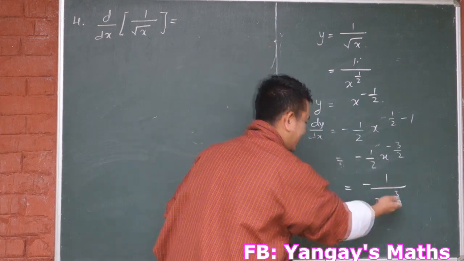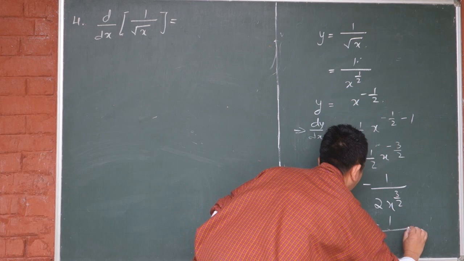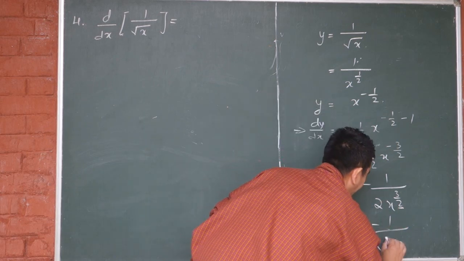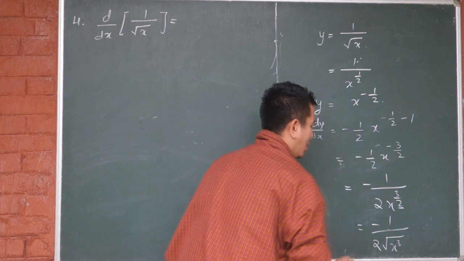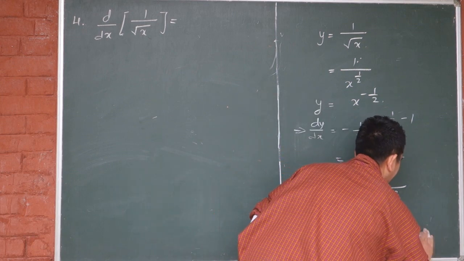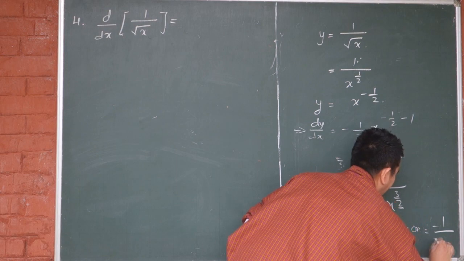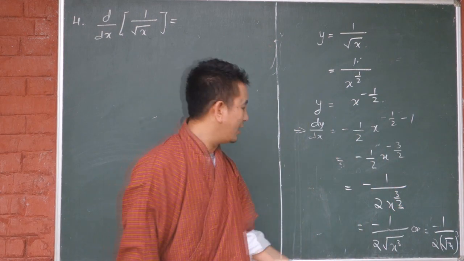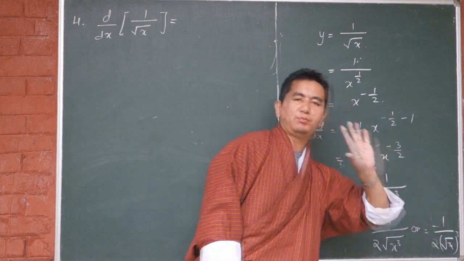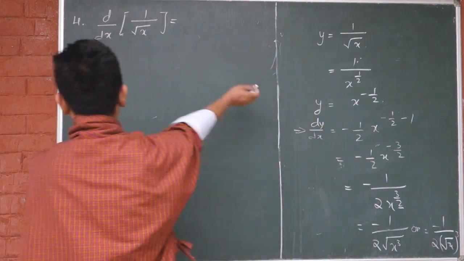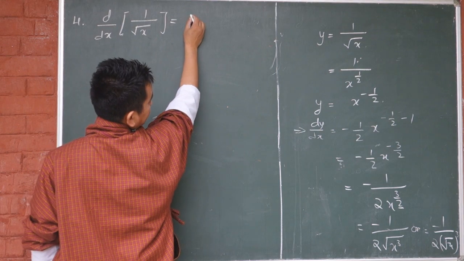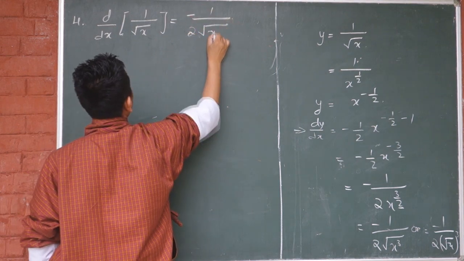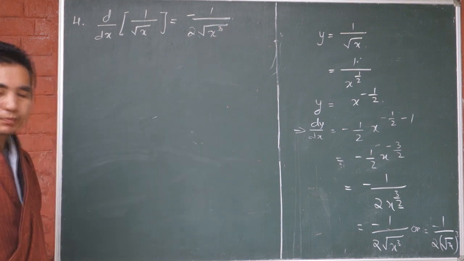Changing to root form, from the exponential form, this is negative 1 by 2 times... you know this is the index, okay? So we have index of x cubed. Or you can write this as negative 1 by 2 times root of x, whole cubed. Meaning is same, okay? Whether you write this cube inside or outside, meaning is same. So now what's the differentiation of 1 by root x? It is negative 1 by 2 times root of x cubed.